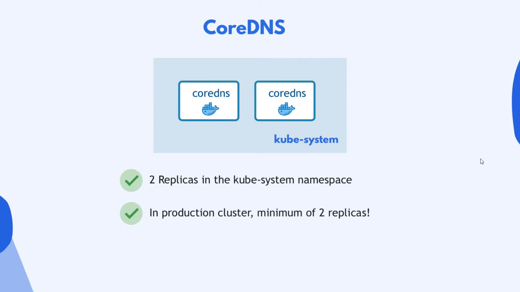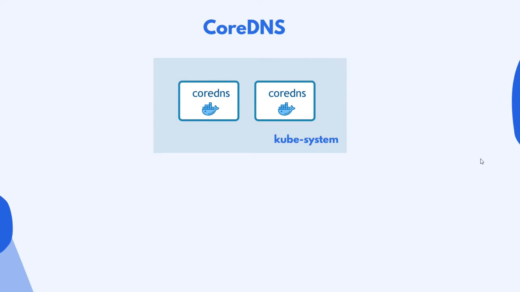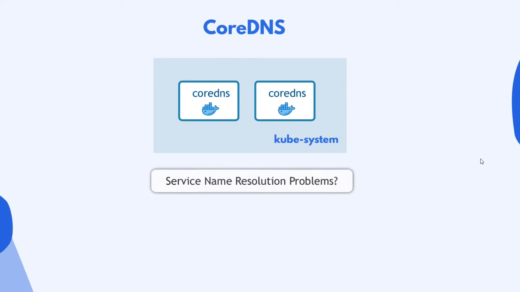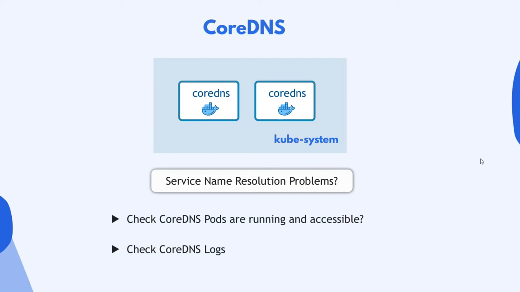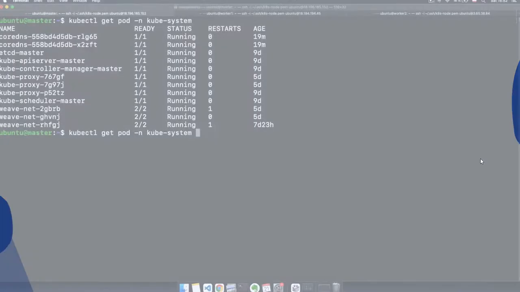And this also means that when developers come to you saying that service name doesn't resolve, you could first check that the CoreDNS pods are running and accessible. And as one way of debugging, you can also check the logs of the CoreDNS pods. In fact, let's actually go ahead and check the logs of CoreDNS pods.